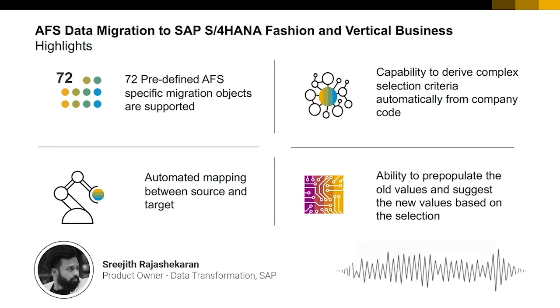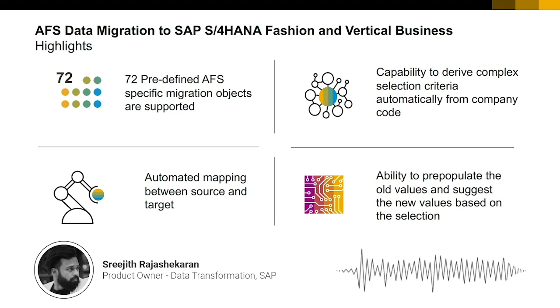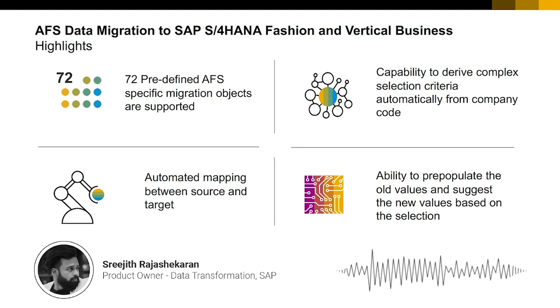This intelligence is already built into Migration Cockpit, not just with seasons. For any data that you refer to, it automatically derives the other organizational data based on the company codes that you provide. Okay, automated mapping between source and target.